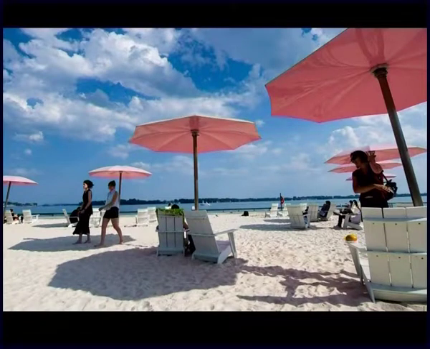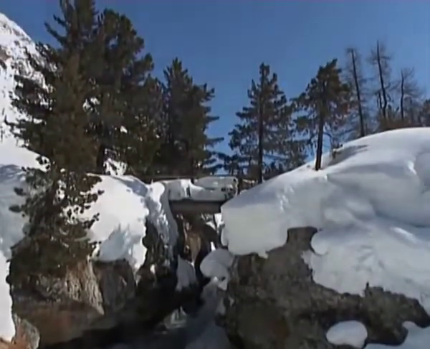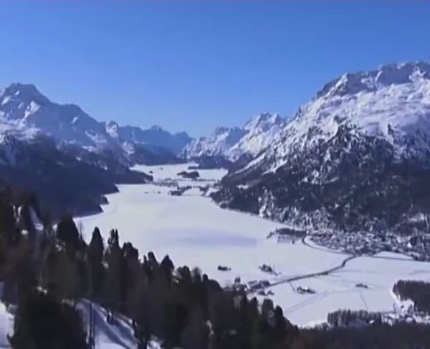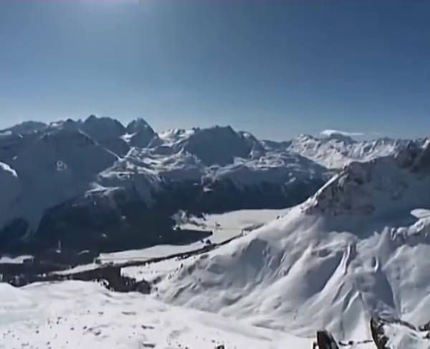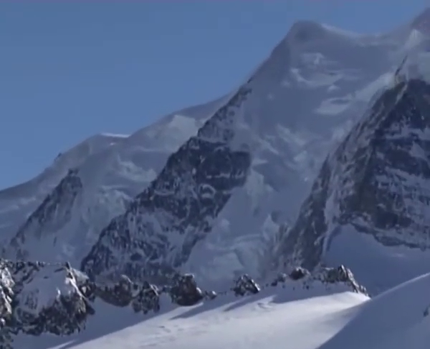Summers can be hot and dry on the prairies, humid in central Canada and milder on the coast. Spring is generally pleasant across the country. Autumns are often crisp and cool, but brightened by rich orange and red leaves on trees. Winters are generally cold with periods of snow, although southern Alberta enjoys a warm dry wind from the Rocky Mountains that breezes through and melts the snow. Winters are mild and wet on the west coast in cities such as Vancouver and Victoria.